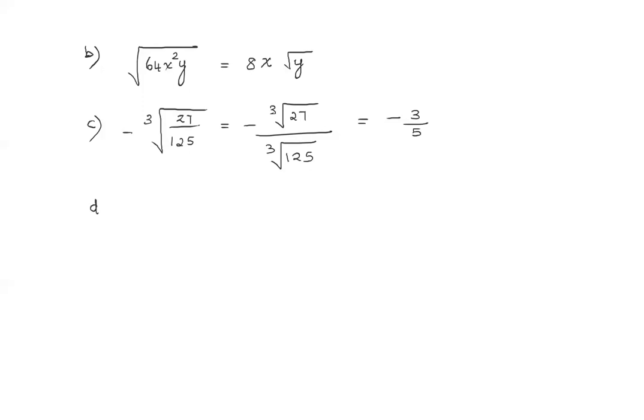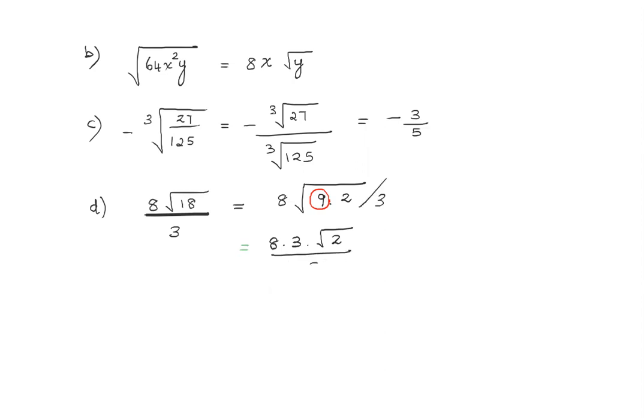And d, we have 8 times square root of 18 over 3. Now what we are going to do, we are going to break this 18 into 2 numbers. So one is the perfect square number, which is 9 times 2. Because we can take the square root of 9, it's going to come outside. So it's going to be 8 times 3 over 3. So we can cancel the 3, so the answer is going to be 8 times square root of 2.